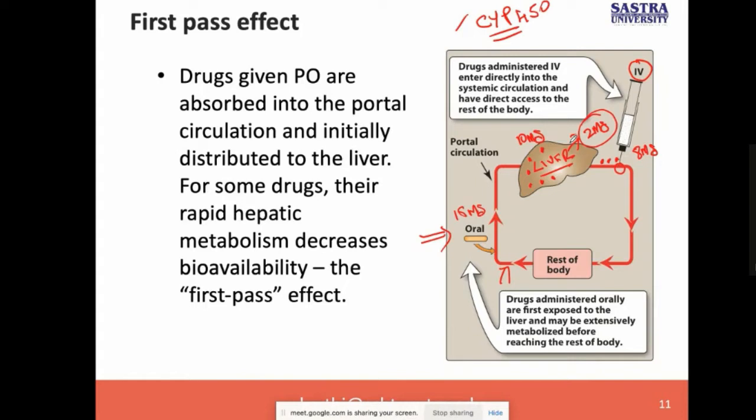So the amount of drug molecule that is metabolized before reaching the systemic circulation is what is called the first pass effect. Is that understandable? And the major organ involved in the first pass effect is the liver.